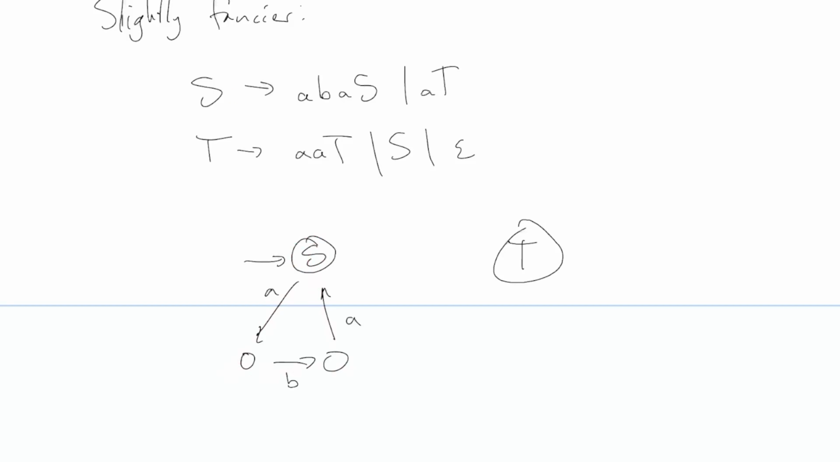All right. Then I also have S goes to AT, so that's just an ordinary single arrow. I also have T goes to AAT, and here I'm going to do that same little trick. So I go A like this, and then also A back like that. So that's T goes to AAT. And then also T goes to S, so again, that's going to be an epsilon arrow from T back to S. And T goes to epsilon indicates that T is an accepting state.